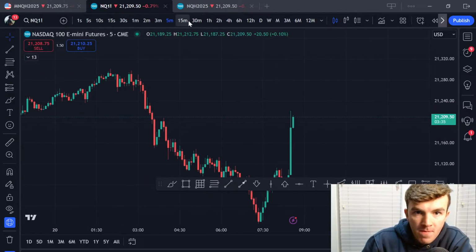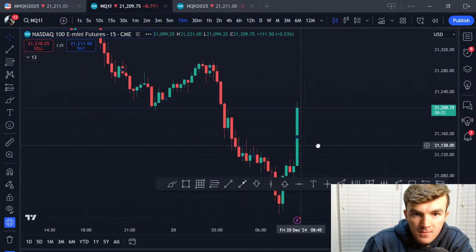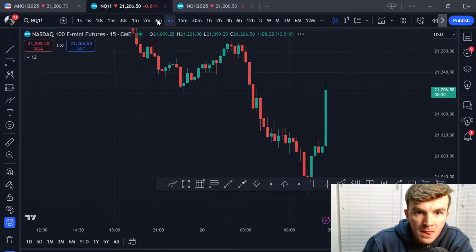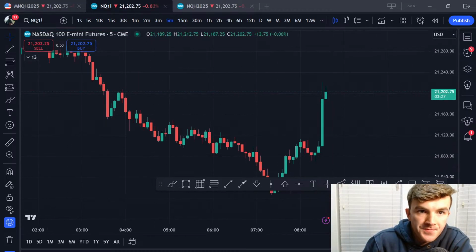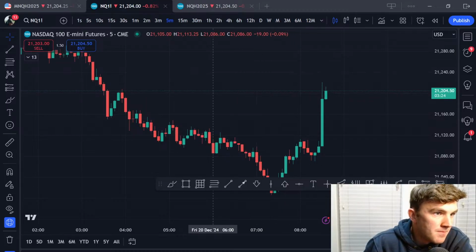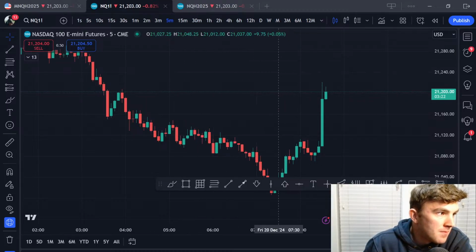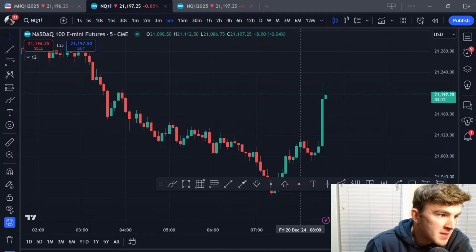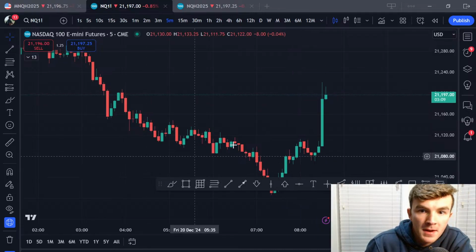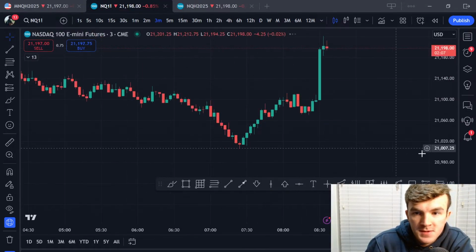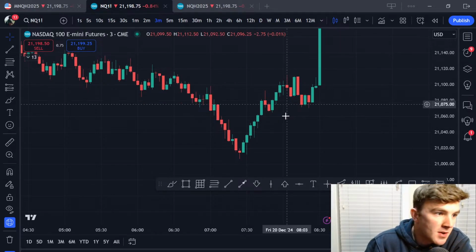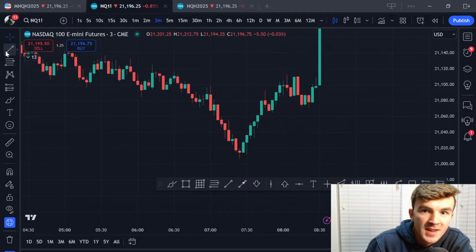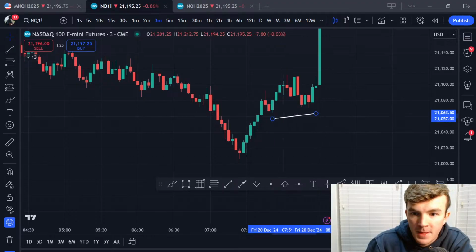So, okay, let's look for SMTs. So far, not seeing any SMTs. Oh, we got a bullish SMT. Okay, we got bullish SMT down here. That would have been useful, I don't know, like 5 minutes ago, but whatever. This would have been useful 5 minutes ago.